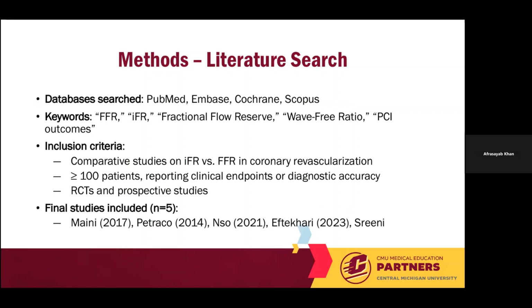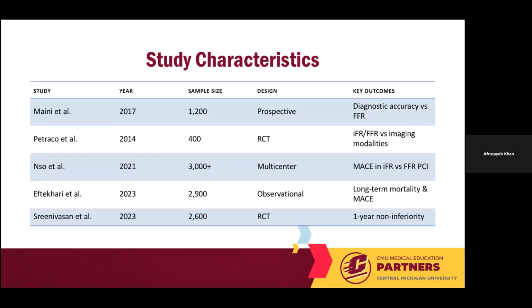In terms of the literature search, we used several databases to find studies using the inclusion criteria of comparative studies on IFR versus FFR in coronary revascularization. Studies which had more than 100 patients reporting clinical endpoints or diagnostic accuracy were included. We did include some RCTs, as well as observational studies in this analysis. And finally, 5 studies were selected for the analysis.